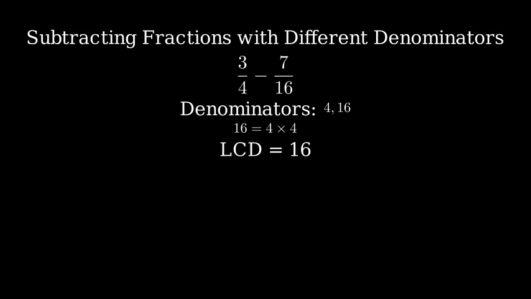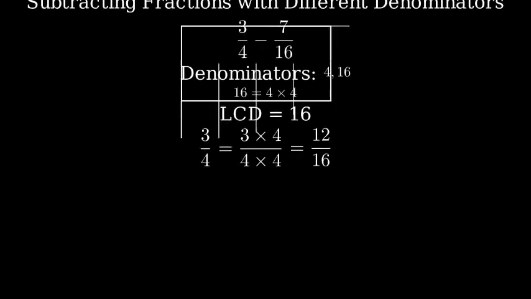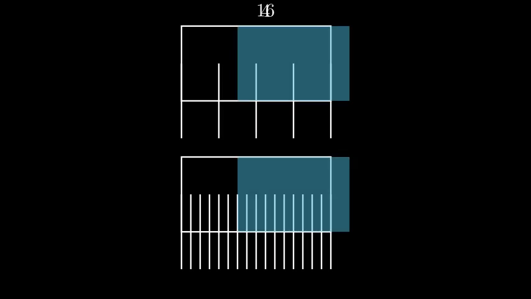Now that we have our common denominator, we need to convert 3/4 to an equivalent fraction with denominator 16. To do this, we multiply both the numerator and denominator by 4. This gives us 12/16. Let's visualize this with fraction rectangles to understand why these fractions are equivalent. Here's 3/4 and here's 12/16. Notice how they represent the same amount, even though they're divided differently.